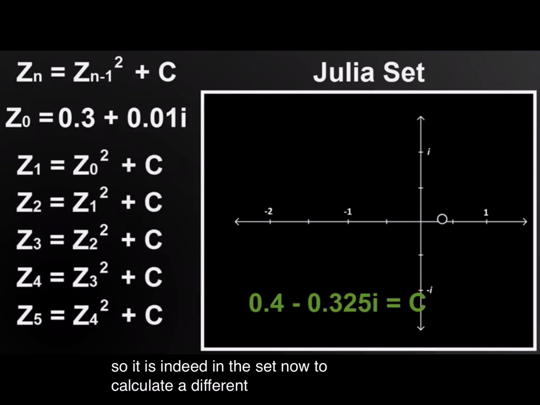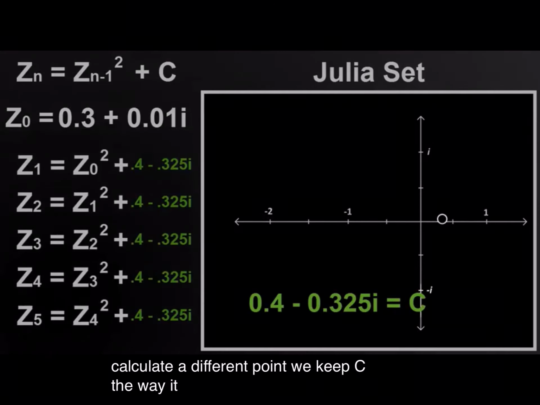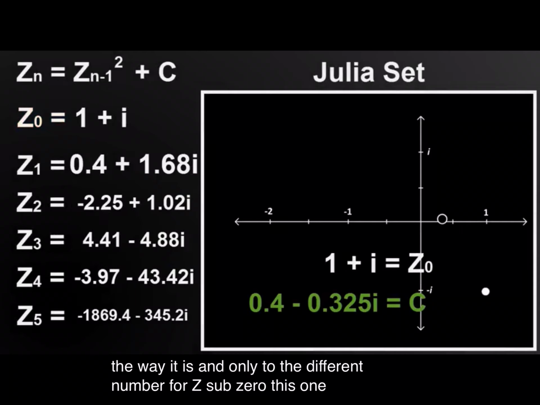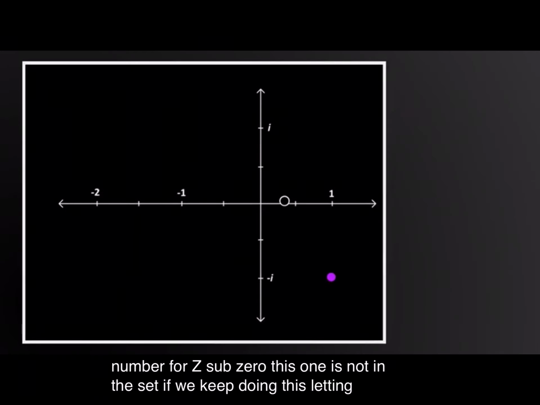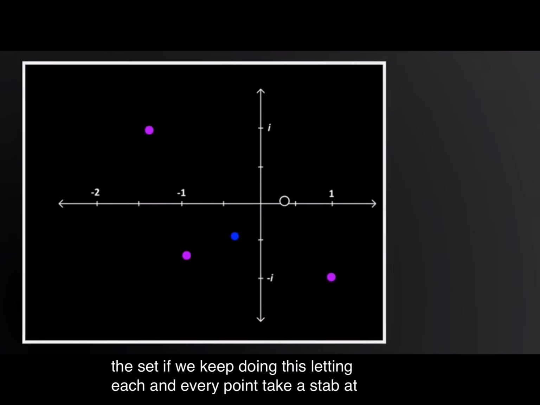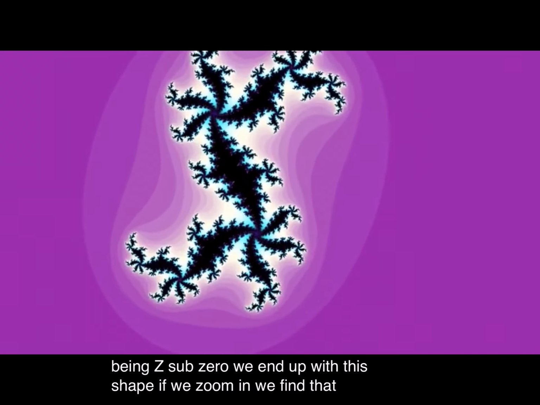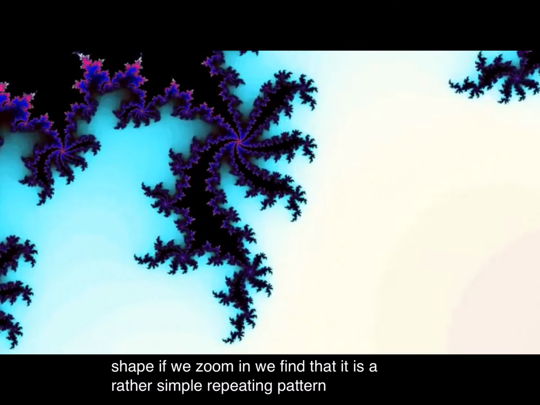Now, to calculate a different point, we keep c the way it is, and only choose a different number for z sub 0. This one is not in the set. If we keep doing this, letting each and every point take a stab at being z sub 0, we end up with this shape. If we zoom in, we find that it is a rather simple repeating pattern.